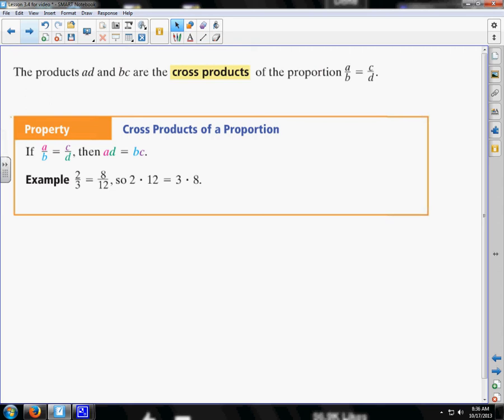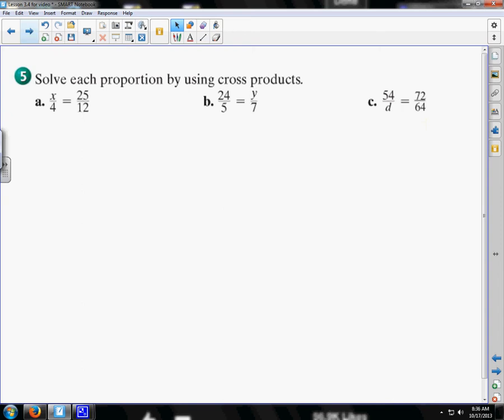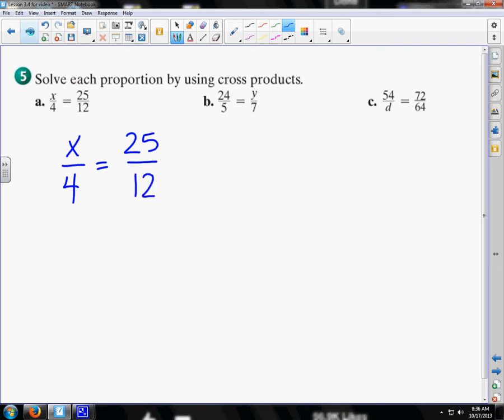Now this year we're going to try a different method. So instead of cross multiplying, what I'm going to do is rewrite my proportion, and then I'm going to multiply both sides by each denominator. So multiply by 4 and multiply by 12. And I have to do whatever I do to one side, I have to do to the other side. So then if you look at this equation, what I'm doing is essentially multiplying both sides by both denominators to clear the fraction. I want to get rid of the fraction.